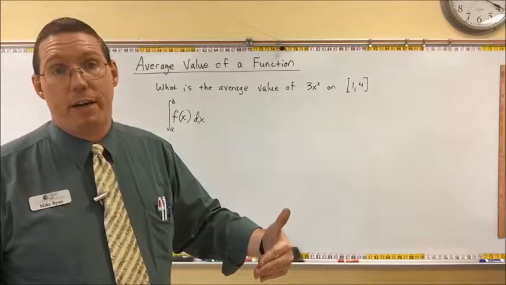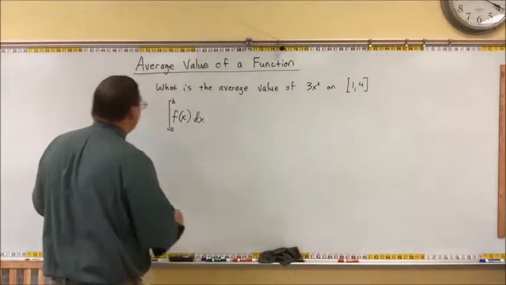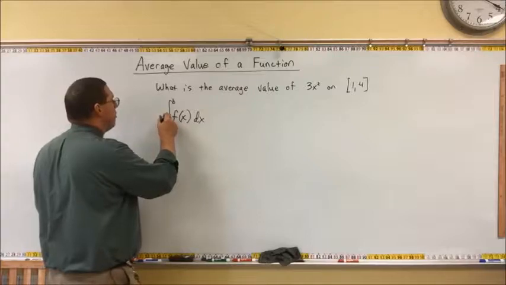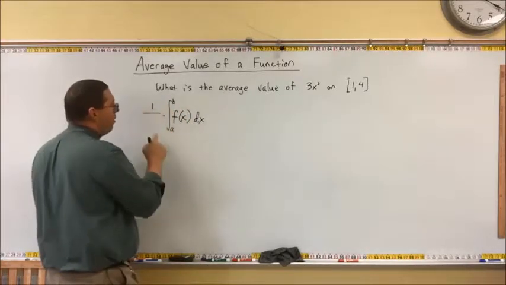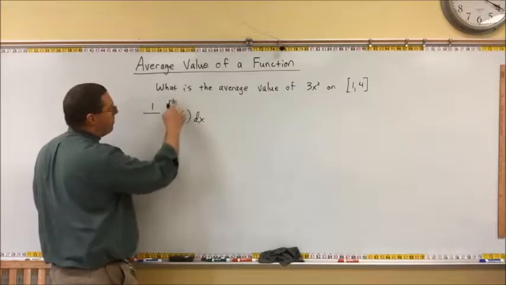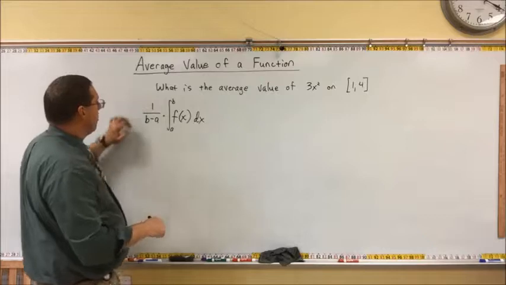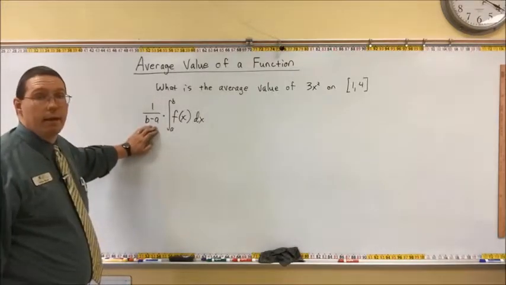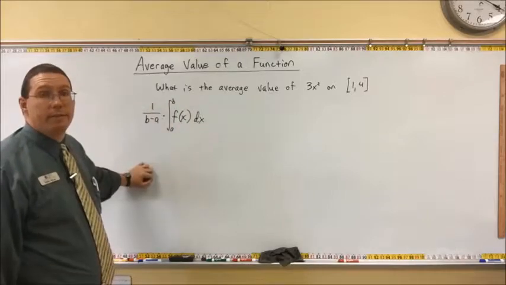The answer to a definite integral is a number. Then what you're going to do is multiply that definite integral by the reciprocal of the interval from a to b, so b minus a. So the formula is 1 over b minus a times the definite integral of f of x from a to b.